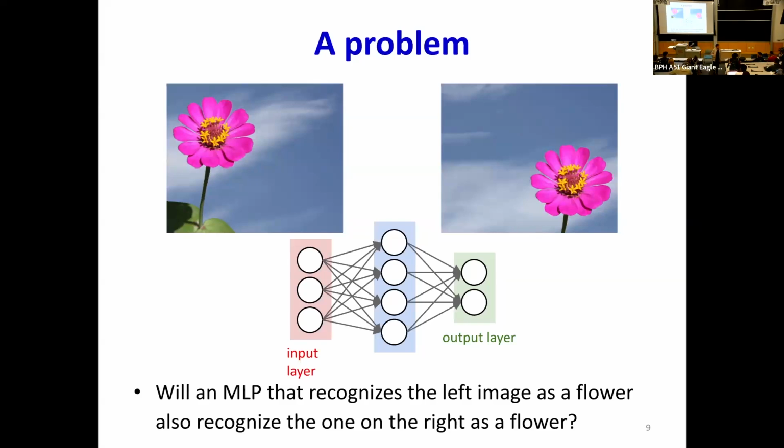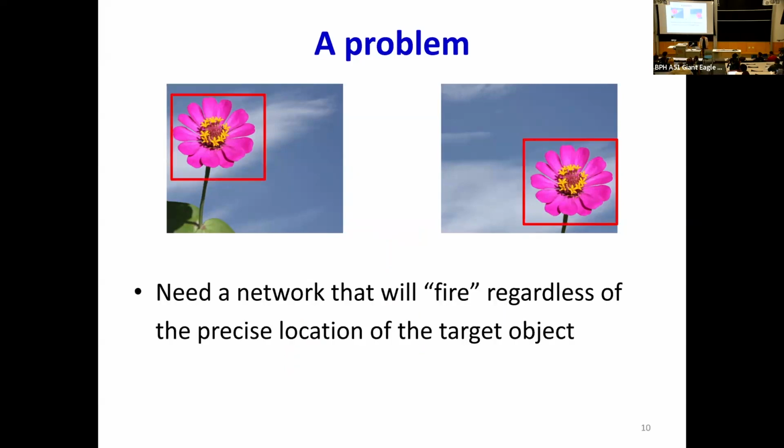How much training data will you require? And how large will your network be for all of this? Very large, right? So again, we have the situation where you want a network that will fire regardless of the precise location of the target object and must still be simple, right?